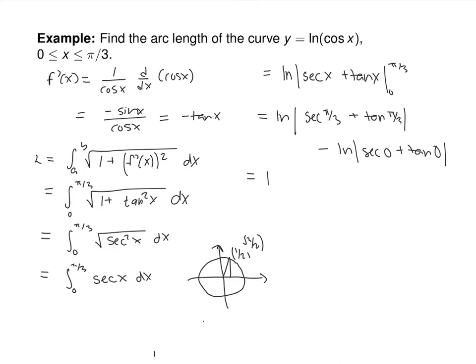So secant is 1 over cosine, so you have 1 over 1/2, which is 2. And tangent at pi/3 is sine over cosine, so root 3 over 2 over 1/2 will just be root 3. At 0, which is right there, the cosine is 1 and the sine is 0, so secant of 0 is 1 over cosine of 0, or 1. Tangent of 0 is 0 over 1, which is 0. Natural log of 1 is 0, so the answer here is ln absolute value of 2 plus square root 3.